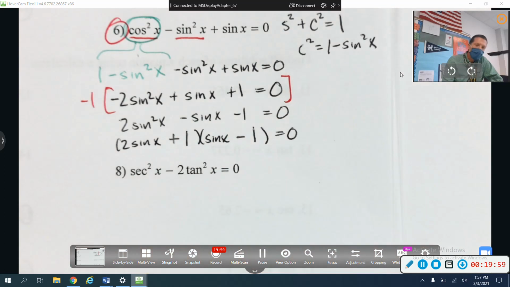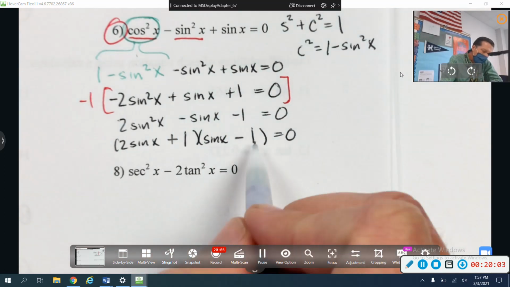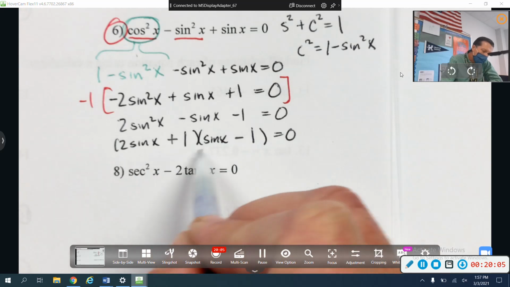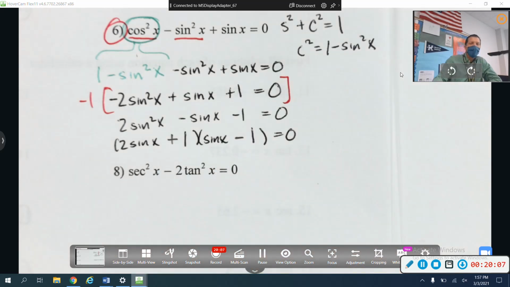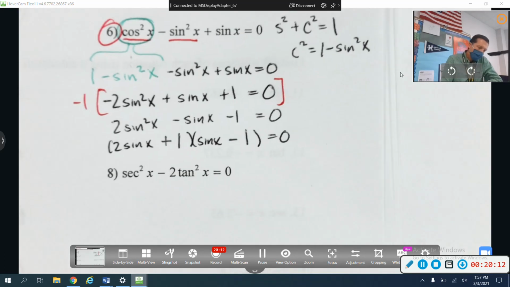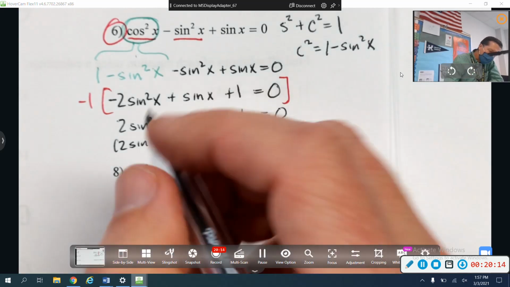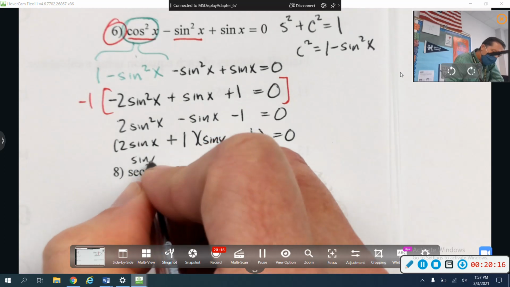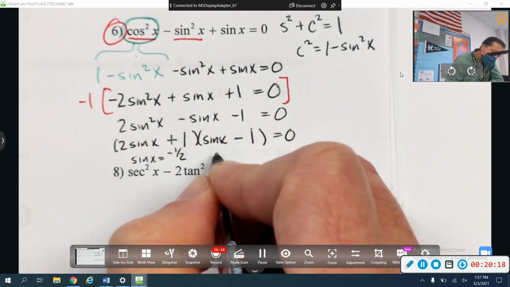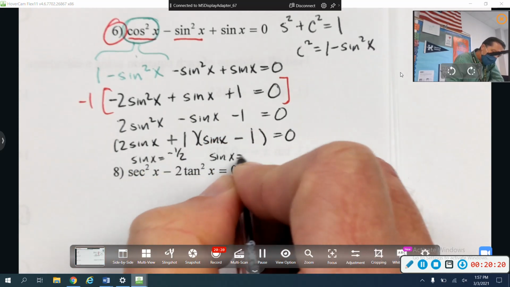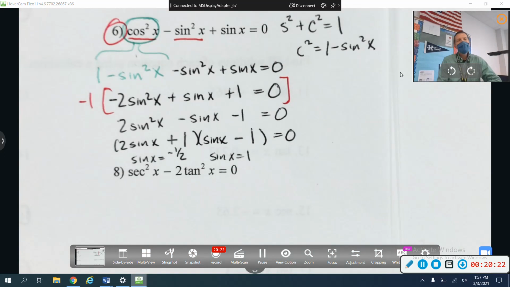So +1, -1. Let's see if I guessed that one correctly. -2 and a +1. Yes, I guessed it right that time. Goodness, running out of space. So sine of x equals -1/2. Sine of x equals 1. And so again, factoring has turned one awful problem into two easy problems, or hopefully easy problems.